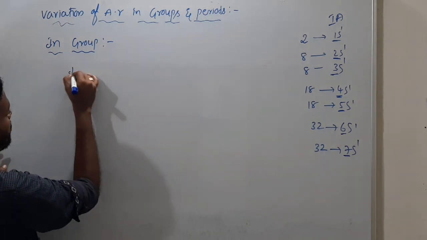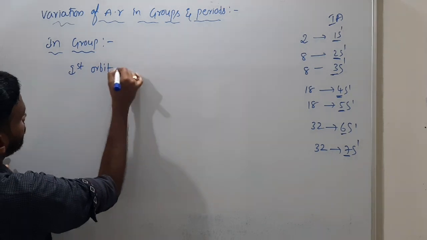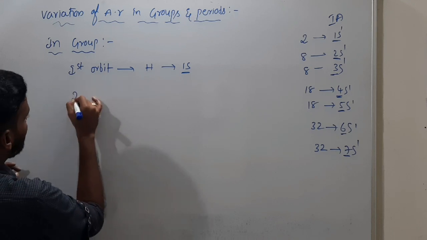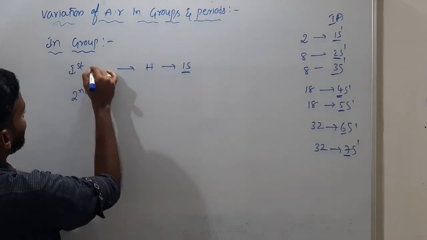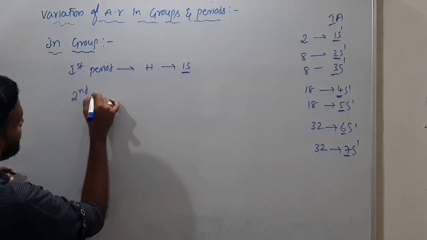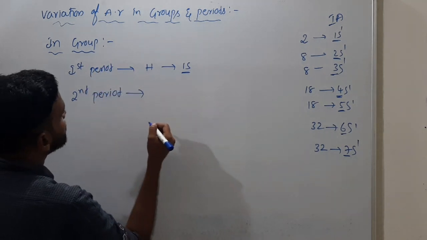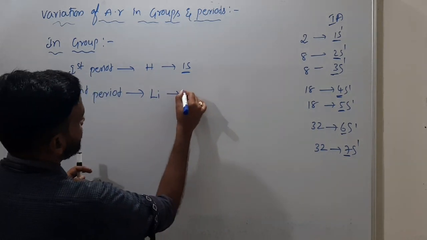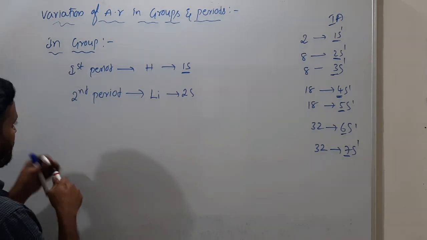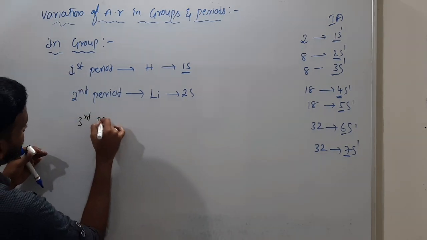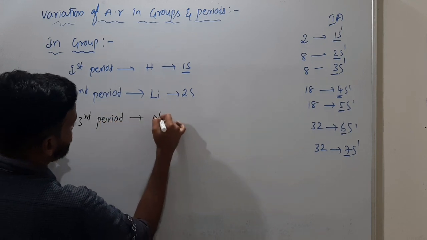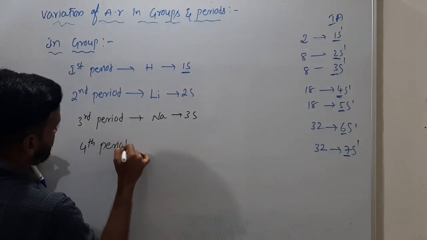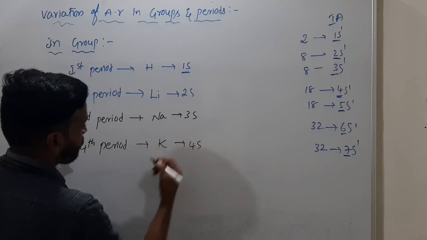As we go down, in the first period what element do you have? Hydrogen. In hydrogen what orbital do you have? 1s. And the second period, what do you have? Lithium. For lithium what is the configuration? It's 2s. Correct? And in the third period, here you have sodium, that means 3s. And in the fourth period you have potassium, that is 4s.